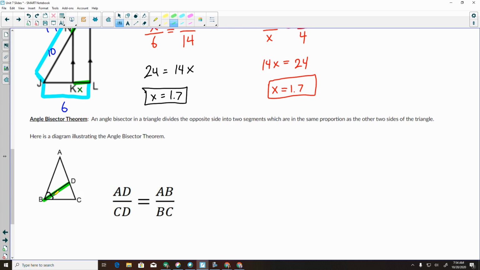So it's taking this angle, which is one giant angle, this whole thing, and it's just splitting it in half right down the middle, dividing it in two. So that's what an angle bisector is. It just cuts an angle in half.